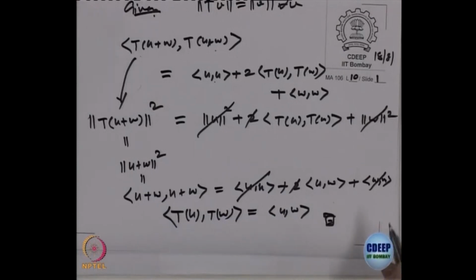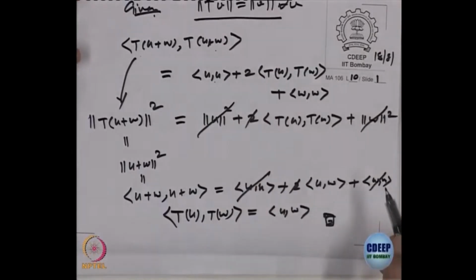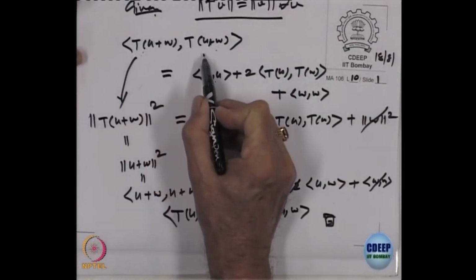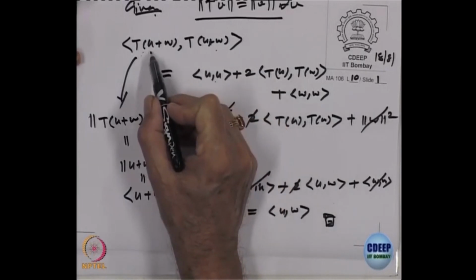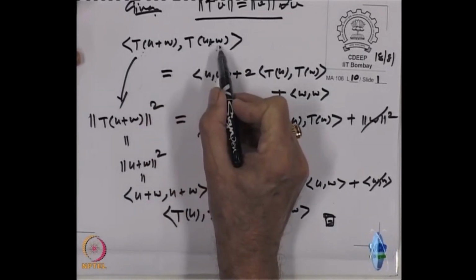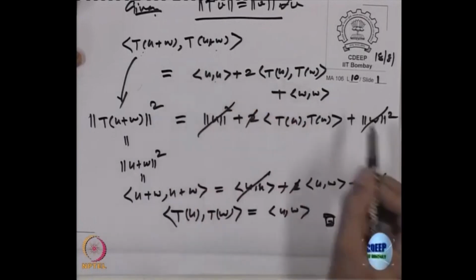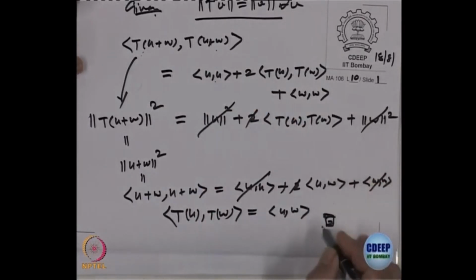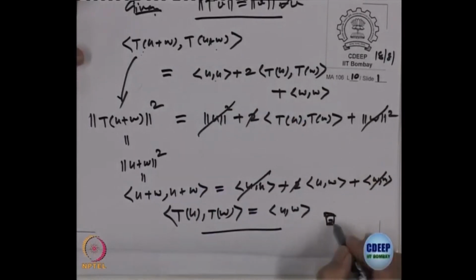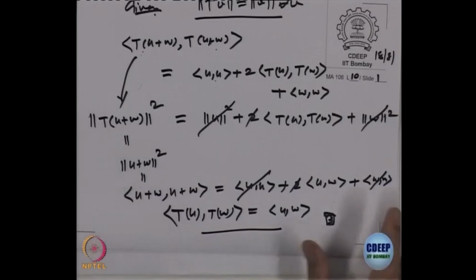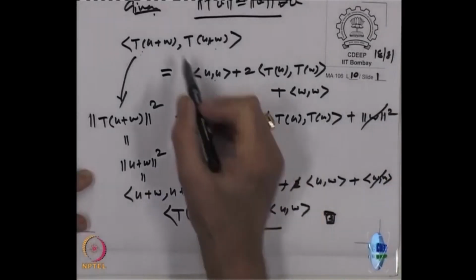Is it clear? So, assuming that the magnitude is preserved, we just look at the dot product of T of u plus w with T of u plus w, and expand, and you get the required thing. So, that is what. Is it clear, the proof now? See the first step.